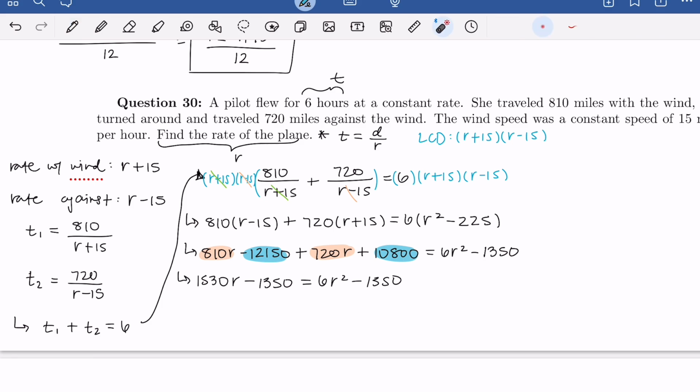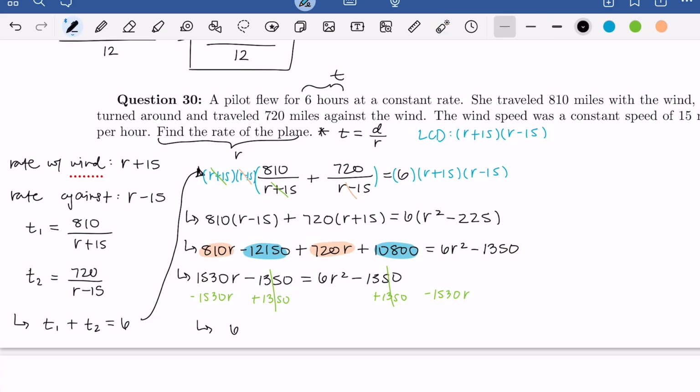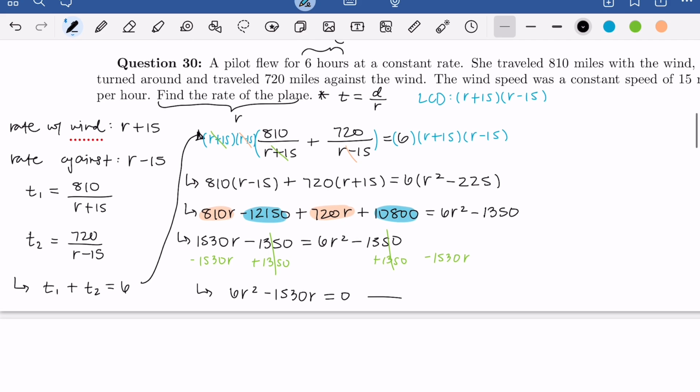All right, so now let's try to get everything on one side of our equation. So what we'll do here is we'll add this 1350 to both sides of our equation. Now notice when we do that, these guys are going to completely cancel. We have this minus 1350 on both sides. Next, we'll subtract this 1530r from both sides of our equation. And let's see, almost running out of room, but on the left-hand side here, this is just going to be 0, and on the right-hand side, we're going to have 6r squared minus 1530r, and like I said, that's going to be equal to 0. So from here, we can factor this guy.